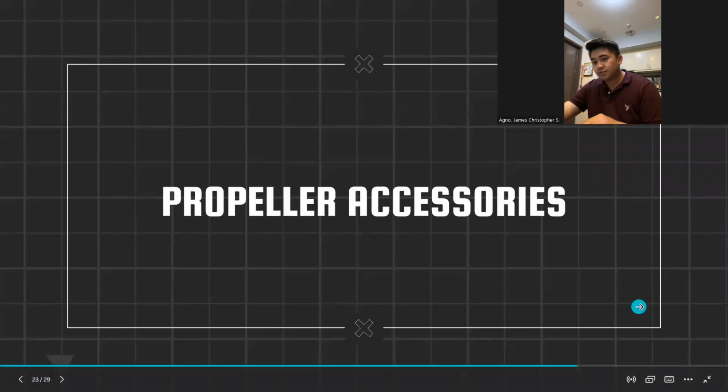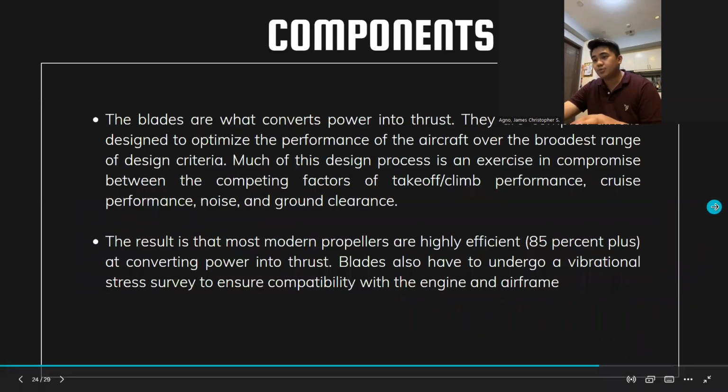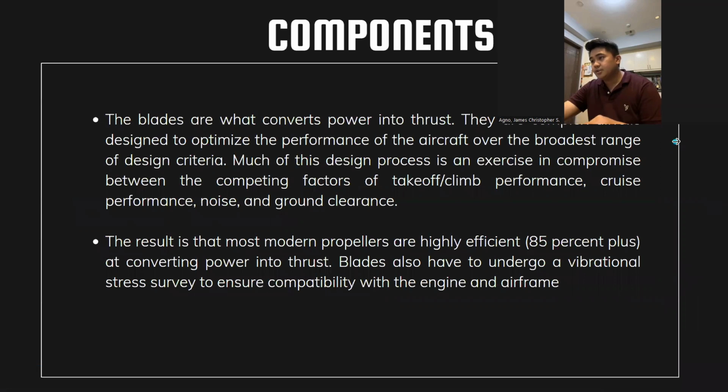So what are the different types of propeller accessories? We have the following. First, the blades, which convert power into thrust. Much of the design process is an exercise in compromise between the competing factors of takeoff, climb performance, cruise performance, noise, and ground clearance. The result is that most modern propellers are highly efficient at converting power into thrust.